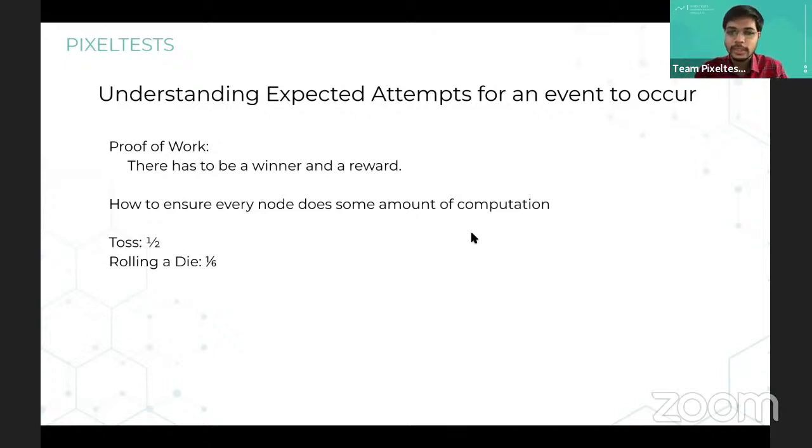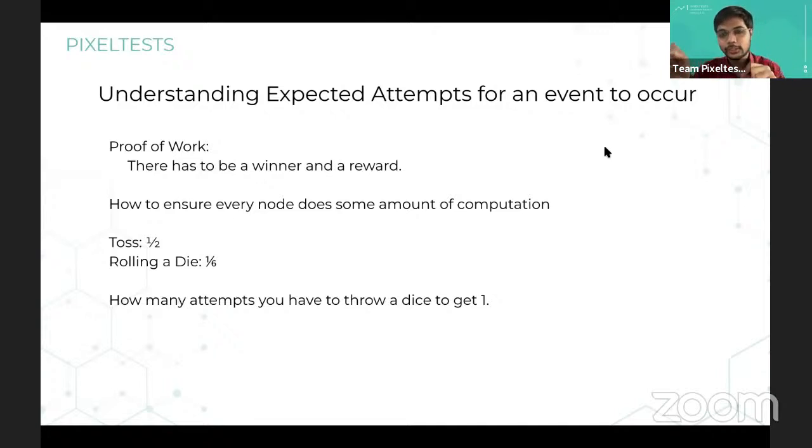So there is also a small formula for that. So I hope this particular thing is clear. The difference between the attempts for an event to occur and the expected attempts for an event to occur. So if this is clear, type C in the chat box.